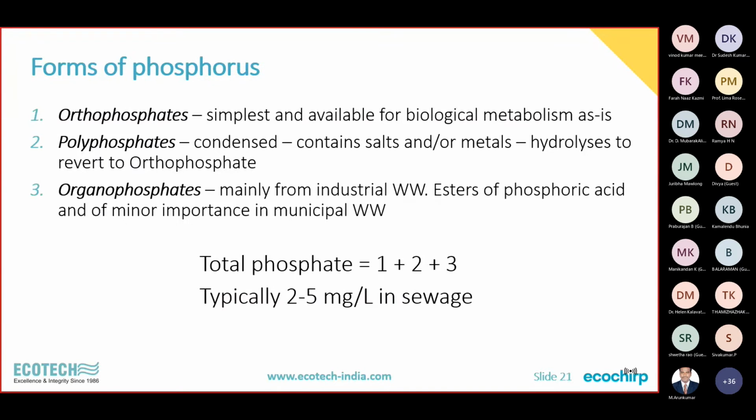Again, just as in the case of nitrogen, phosphorus is present in various forms. The simplest of phosphates present is in the form of orthophosphates, simplest and available for biological metabolism. There are polyphosphates which can be present. These are condensed phosphates consisting of multiple phosphate molecules.